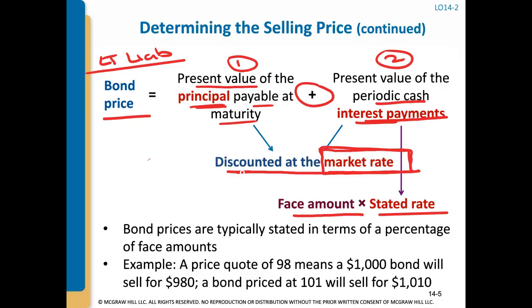You should also know the bond prices are typically stated in terms of a percentage of the face amount. So a price quote of 98 means that a $1,000 bond will sell for $980, and a bond priced at 101 will sell for $1,010, because in this situation, you're going to take 1,000 times 98%, which is how you get the 980, and the 101 is 1,000 times 101%, which is how you get the 1,010.